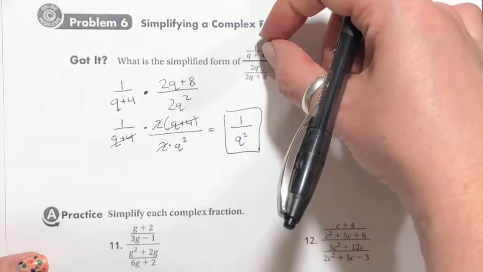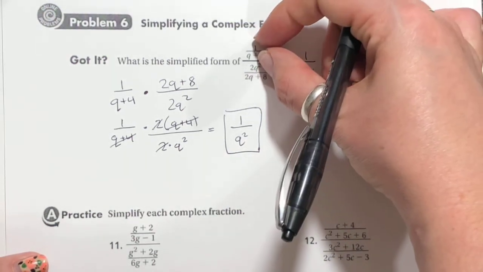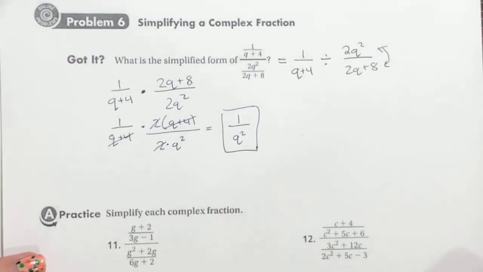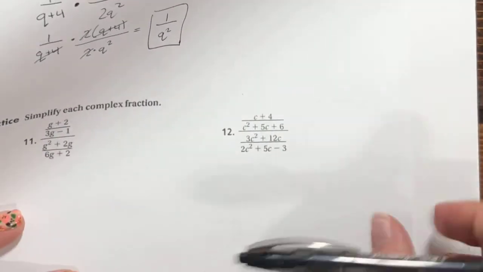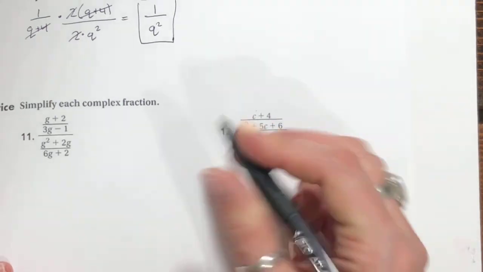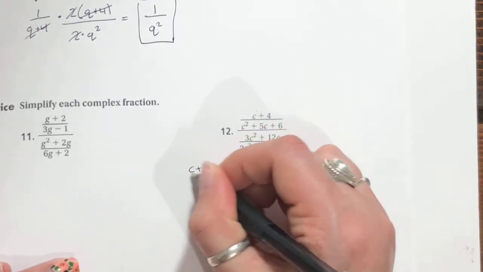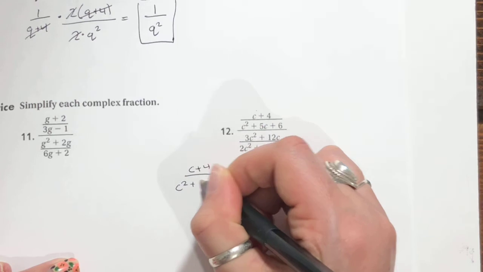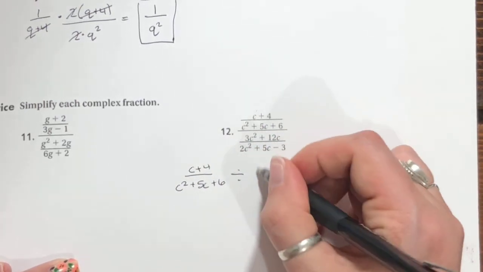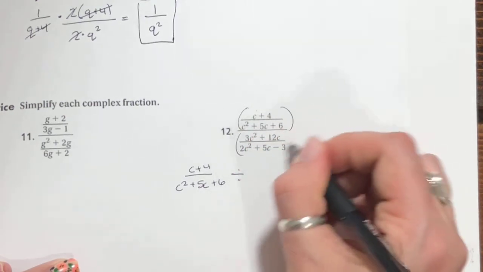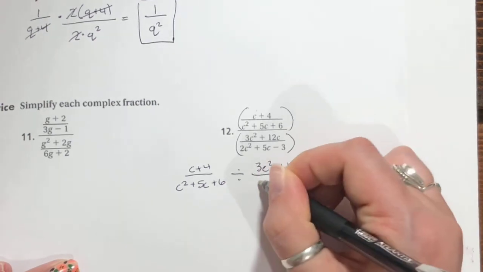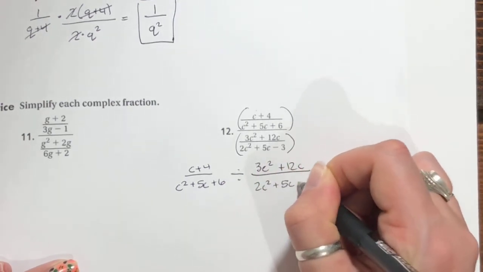Whenever you see them stacking these fractions like this, just take the top fraction and divide it by that bottom fraction. It's really just trying to scare you. So like, look at that number 12. That one looks really intimidating, but I promise it's really not that bad. So you would just keep the top one, c plus 4 over c squared plus 5c plus 6. And then you're going to divide it by the bottom fraction. So think of this as a group being divided by this group, 3c squared plus 12c over 2c squared plus 5c minus 3.